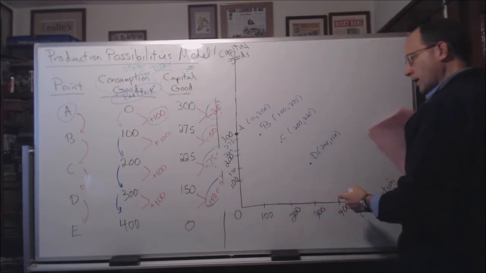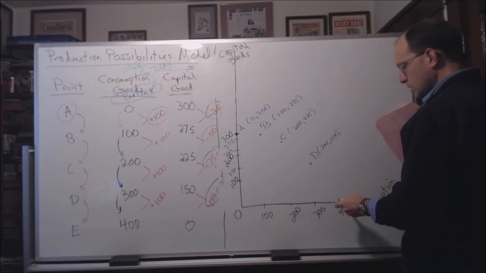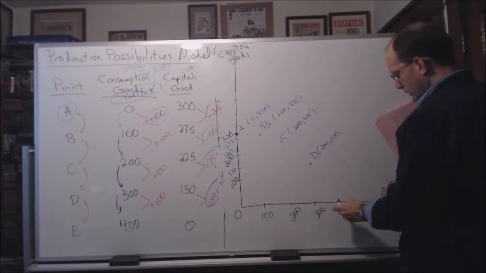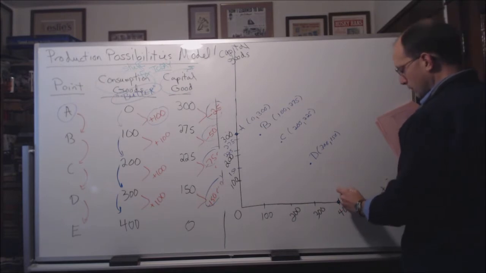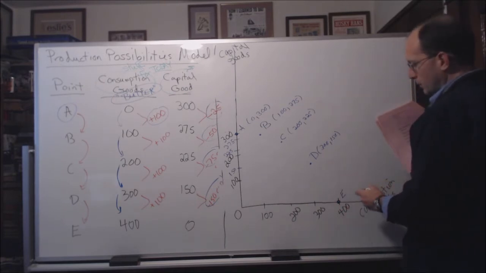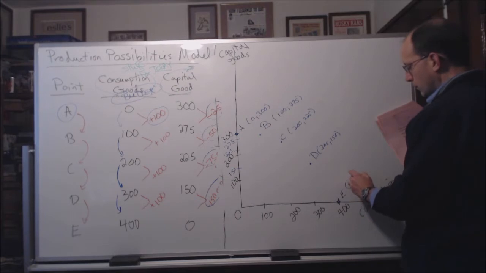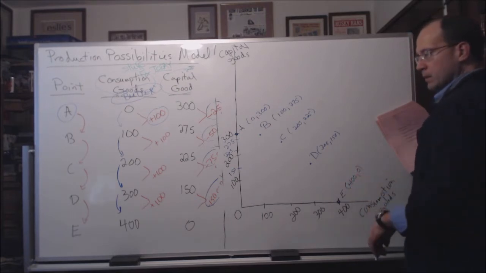Or we could have a party today, and don't worry about those snot-nosed kids. I don't call my kids that. That's a joke. And that would be to produce all consumption goods and no capital goods, and that's down here as the x-intercept at point E, (400, 0).